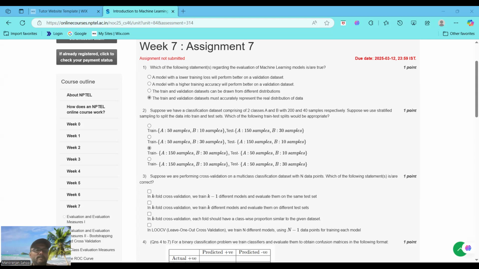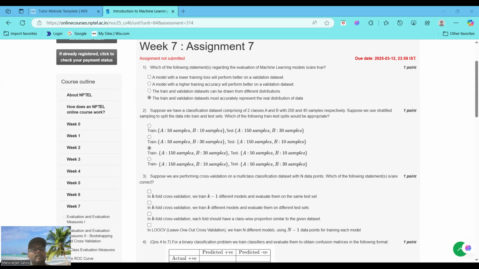What happened in case B? Train is 80 samples. Test is 160 samples. The ratio in the train is 50 to 30, nearly 1.67 to 1. Test is 150 to 10, that is 15 to 1. The ratios do not match. The original is 5 to 1. But B total is how much? 30 plus 10 equals 40. But the proportions are off.